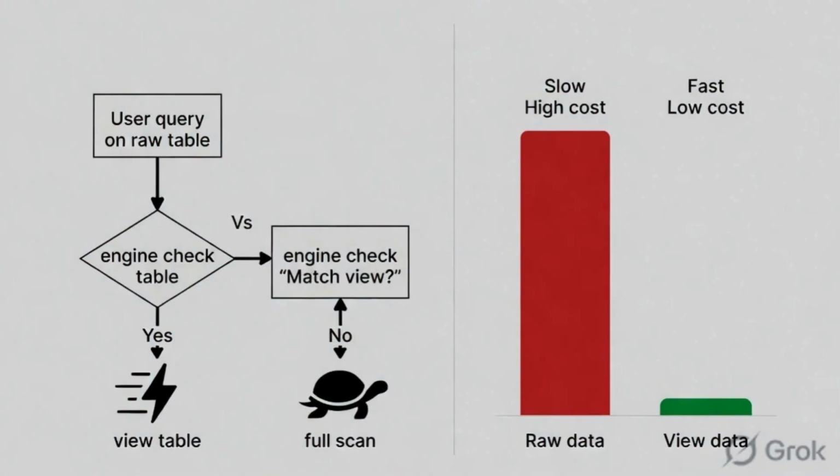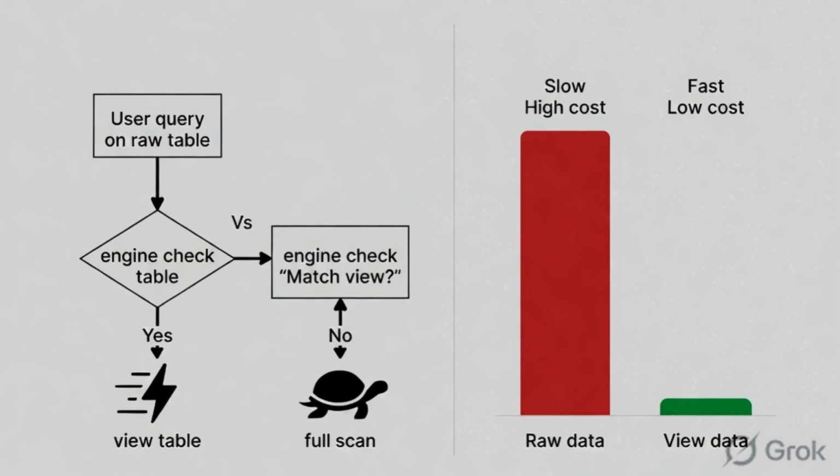Take a look at this flow and bars. They show exactly why materialized views are a game changer. On the left, your user query hits the raw table. The engine quietly checks, match view. Yes, boom. Rewrites to read the pre-aggregated view table instead. See the fast lightning and pre-AGG icon. Sub-second results, tiny compute. No, falls back to full scan, slow turtle crawling through everything.